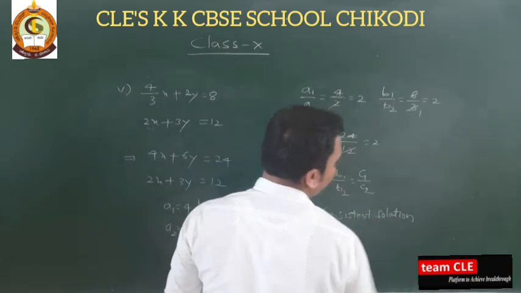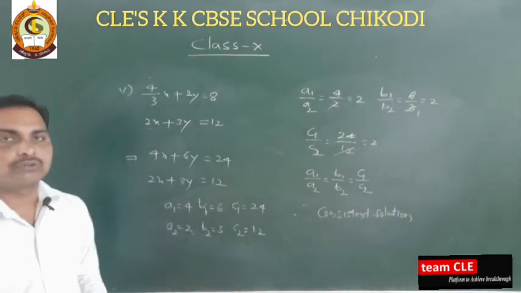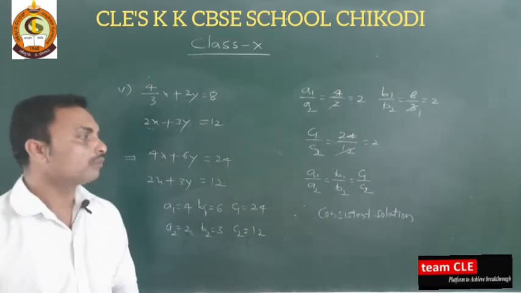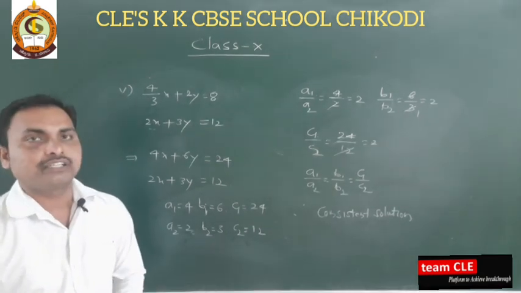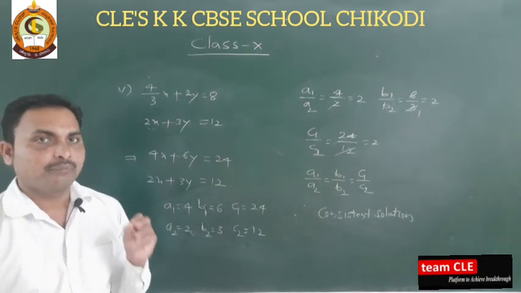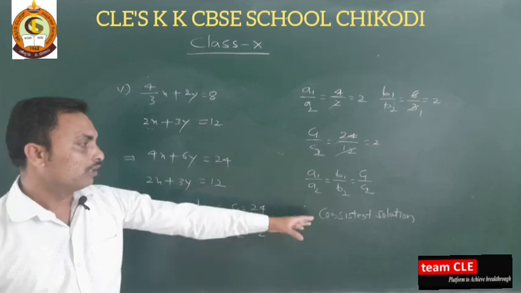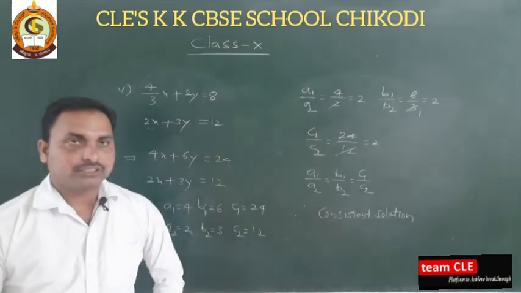These two lines are coincident to each other. These two lines overlap each other. And how many solutions will we get here? We'll get infinitely many solutions. So here we have a consistent solution.